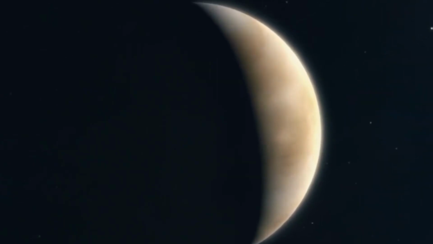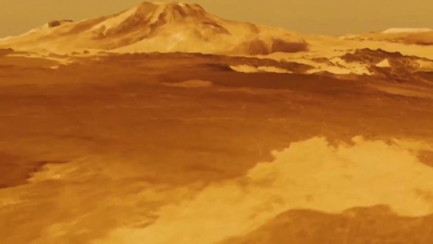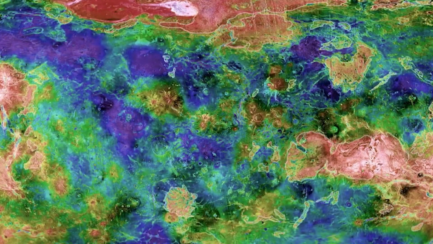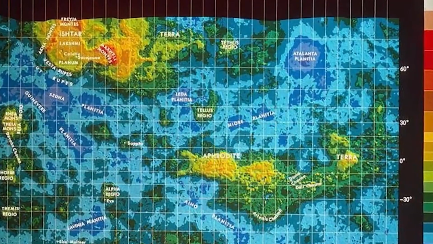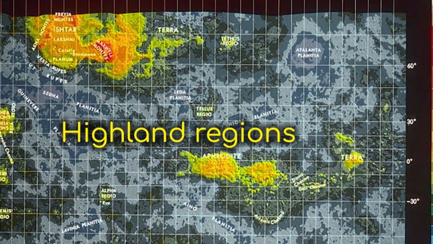Another clue to Venus's complex interior lies in structures known as tesserae, found primarily in the planet's highland regions. These are some of the most deformed terrains on Venus. With a distinctive tile-like pattern of ridges and valleys, they cover about 8% of the planet's surface and are believed to be among its oldest visible features, dating back roughly 750 million years. First identified by earlier missions, these regions were revealed in extraordinary detail by Magellan.